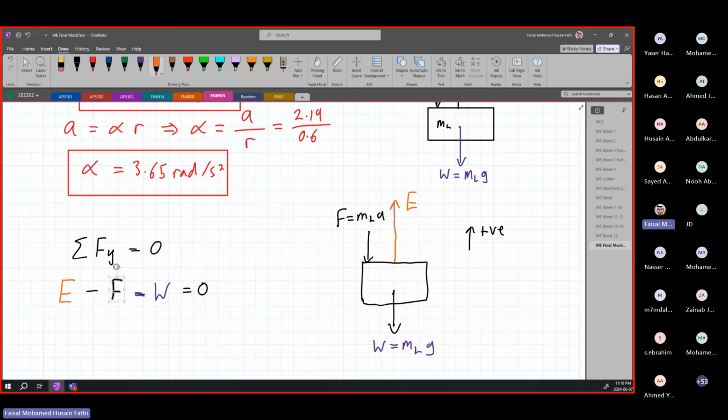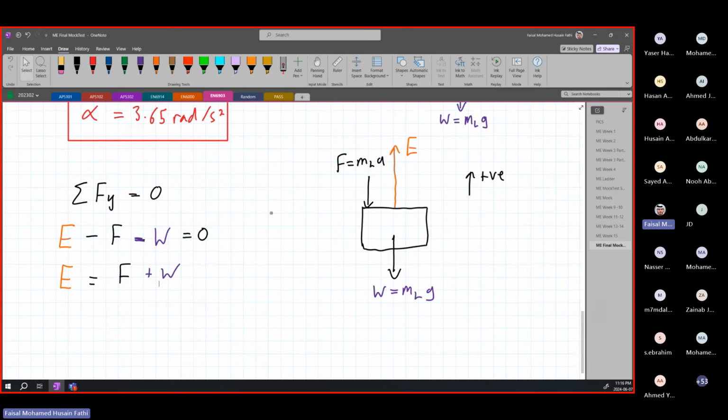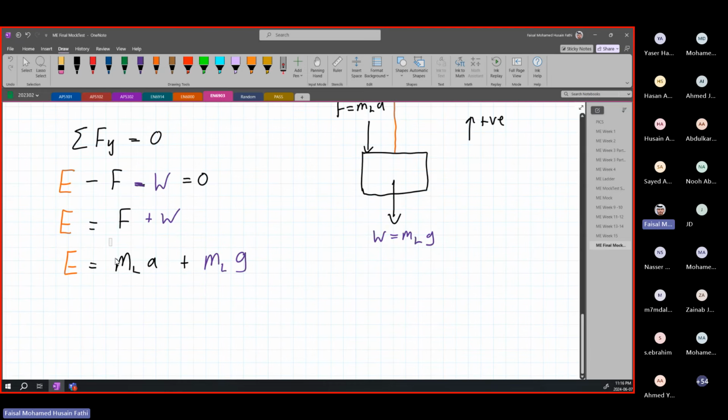So E is going to be equal to F plus W. So E is equal to, what is the F? F is mLa, and what is W? mLg. And we have all the values here. We have the mass of the load, we have the acceleration, and we all know what the acceleration due to gravity is.